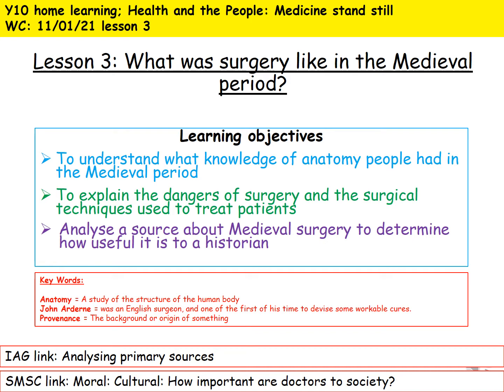This lesson, we've got 3 learning objectives. Number 1, to understand what knowledge of anatomy people had during medieval times. Number 2, to explain the dangers of surgery and the surgical techniques used to treat patients. And then learning objective number 3, to analyse a source about medieval surgery to determine how useful it is to a historian.